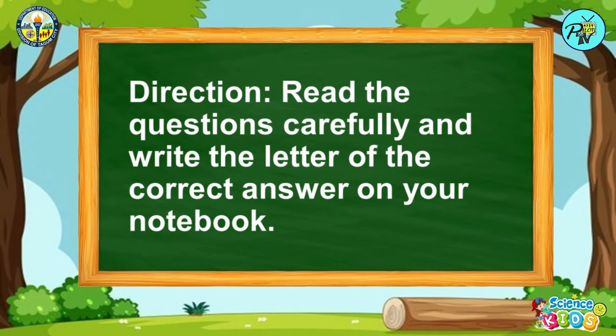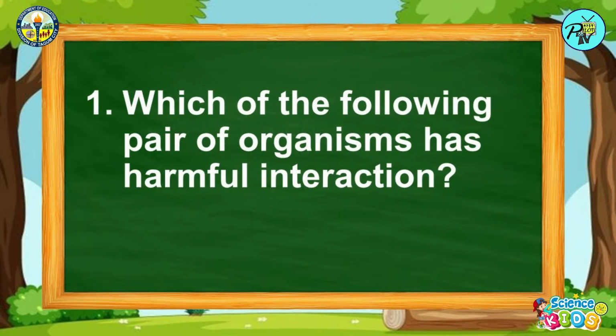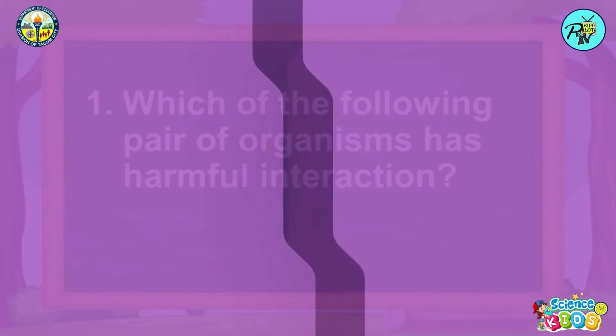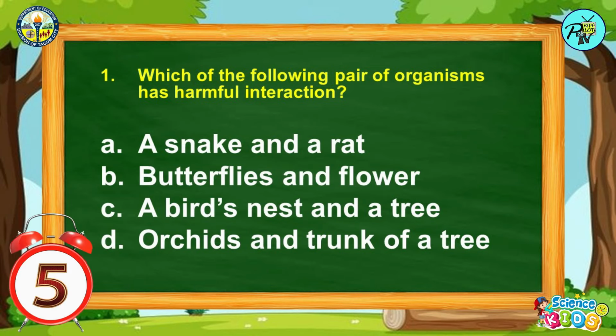Direction. Read the question carefully and write the letter of the correct answer in your notebook. You will be given 5 seconds to answer each item. Let's begin! Number 1. Which of the following pair of organisms has harmful interaction? A. A snake and a rat. B. Butterflies and a flower. C. A bird's nest and a tree. D. Orchids in a trunk of a tree.